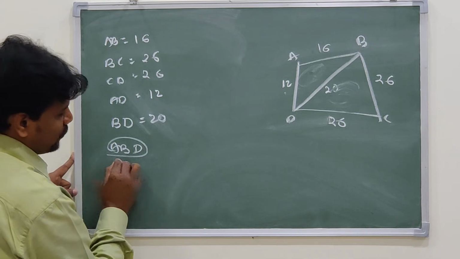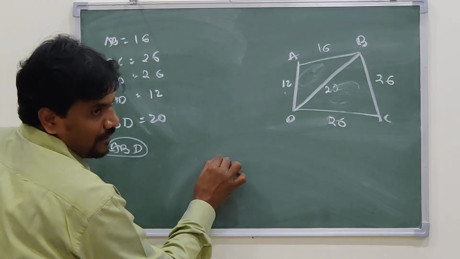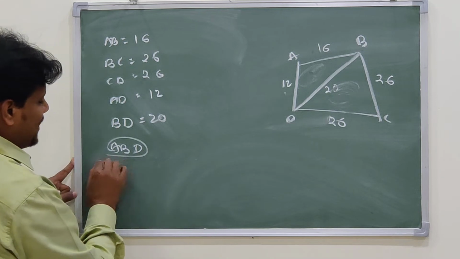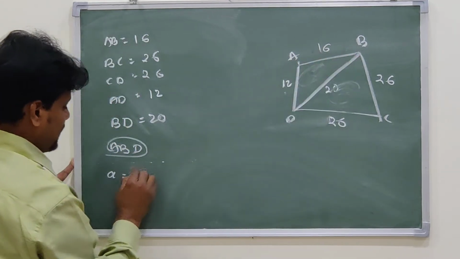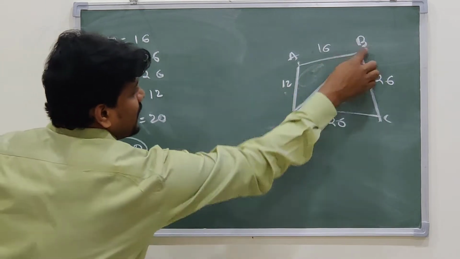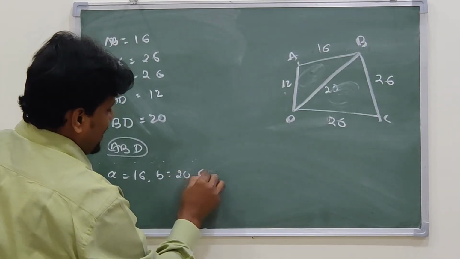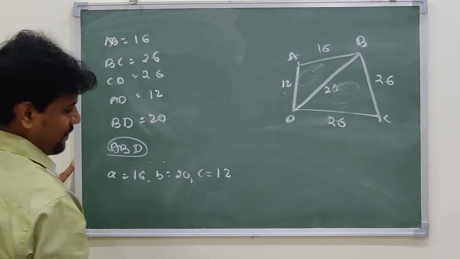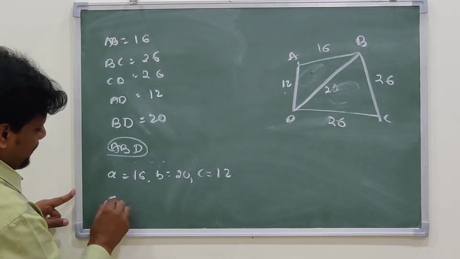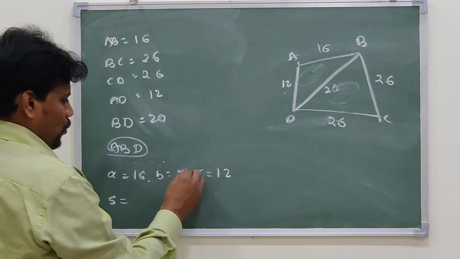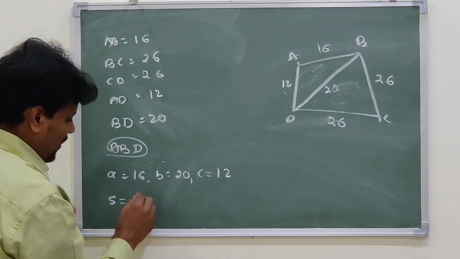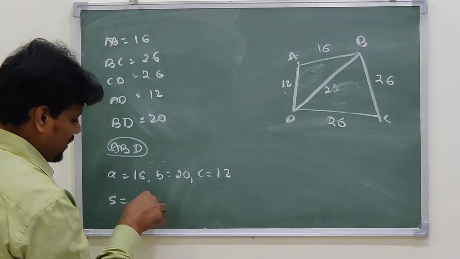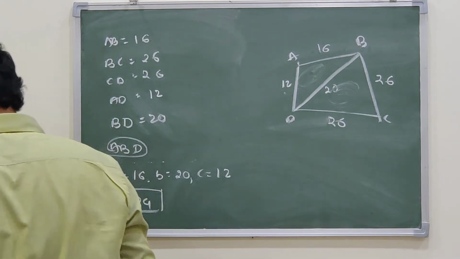Now, what are the sides? I'll write sides of triangle ABD are. You can copy that also. So a is equal to 16, b is equal to 20, and c is equal to 12. So if you have a, b, c, we can find the perimeter now. So 16 and 12 make it 28. 28 plus 20 make it 48. 48 by 2 makes it 24. So s is 24.